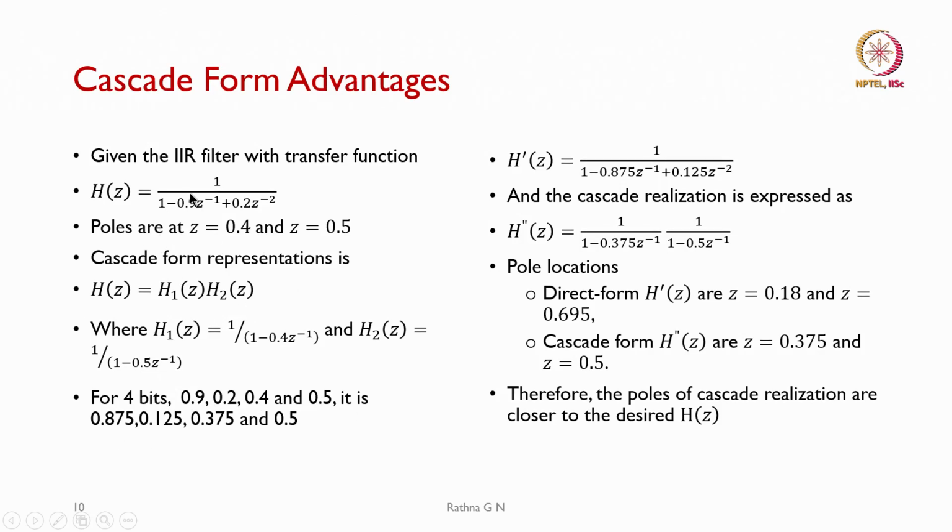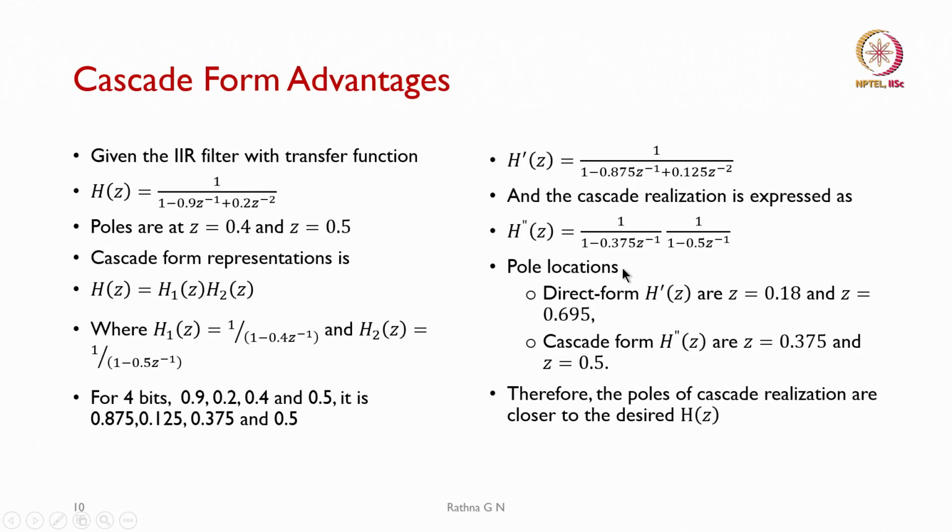This is the direct form I have taken, and this is the second order section we have taken. So, 0.9 is represented as 0.875 and 0.2 is represented as 0.125. In the case of 0.4 we will represent it as 0.375, and 0.5 is directly represented as 0.5 in our fixed point format. So, this is what we have done for the second cascade section.